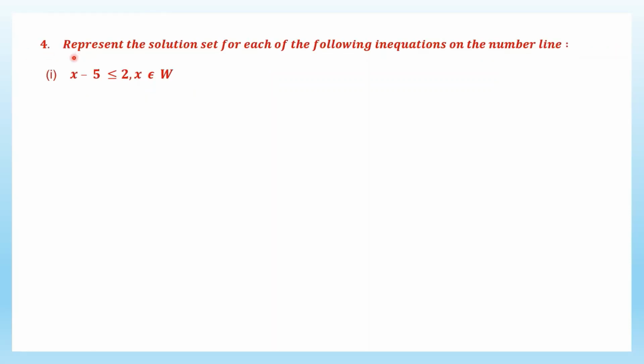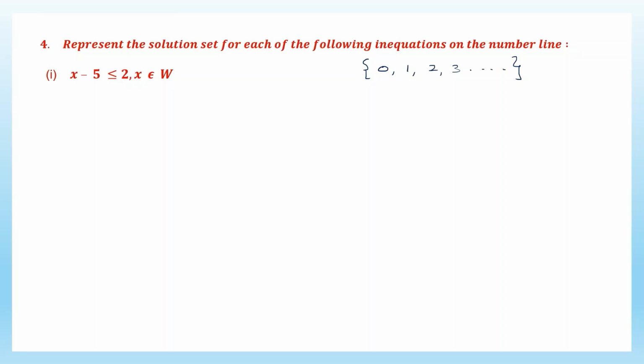Question 4. Represent the solution set for each of the following inequations on the number line. So first we need to get the solution set and then we have to show that on a number line. So let's read this question. x minus 5 is less than or equal to 2. So which is the replacement set? x belongs to W. And what does W stand for? Whole numbers. So what are whole numbers? Whole numbers are numbers starting from 0. 0, 1, 2, 3 and so on. This is a set of whole numbers.